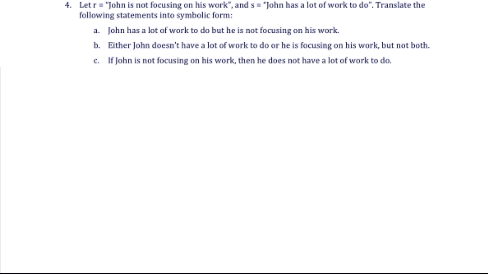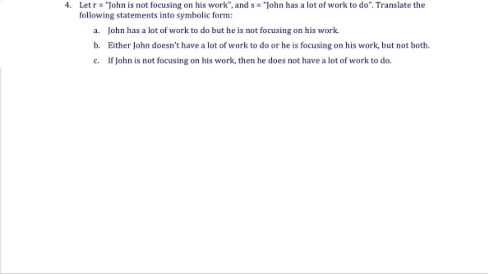For problem 4, we have the propositions that R is John is not focusing on his work, and S, that John has a lot of work to do. Translate the following statements. John has a lot of work to do, but he is not focusing on his work.